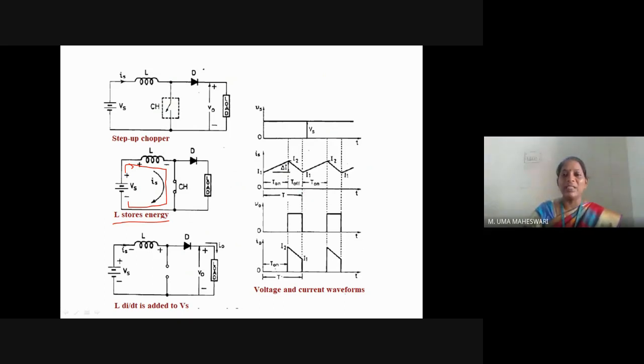So T is the total time, T on plus T off. During the on period of the switch, the output voltage is 0 and the output current is 0. During the off period of the switch, the output voltage is the sum of the supply voltage and the inductance voltage, and we are able to obtain the output current. So this is about the boost chopper, which you can also call a step up chopper. The circuit diagram, mode of operation and the voltage and current waveforms of the chopper are discussed till now.